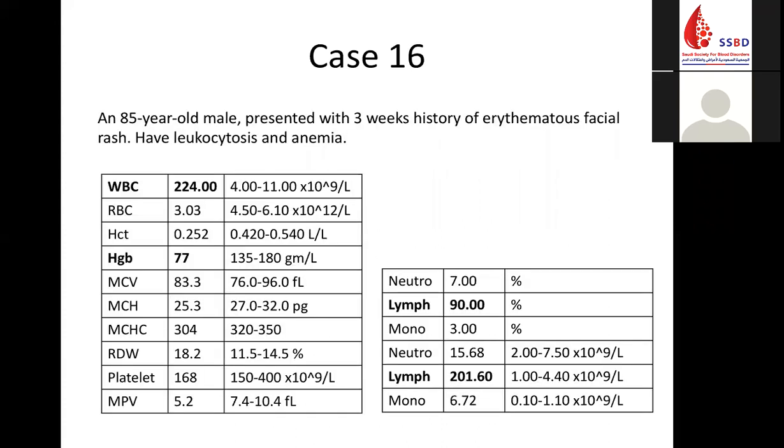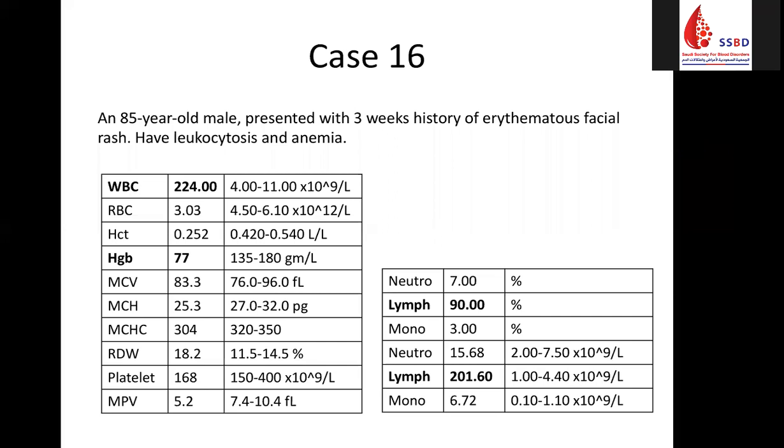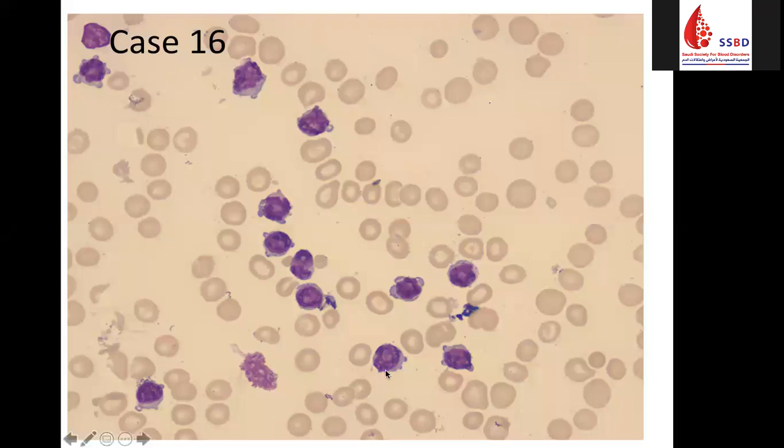Next case, an 85-year-old male presented with a 3-week history of erythematous facial rash, with leukocytosis and anemia. The white blood cells show marked leukocytosis, anemia, normocytic normochromic, and platelets within normal. The patient has predominance of lymphocytosis in the differential. So adult patient, leukocytosis, anemia, lymphocytosis. We don't have reported circulating blasts, erythematous facial rash. So we have small lymphocytes, mature-looking, clumped chromatin, prominent nucleoli, cytoplasmic blebs or projections.